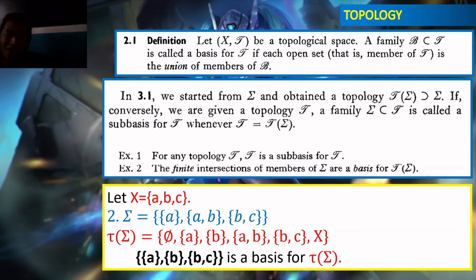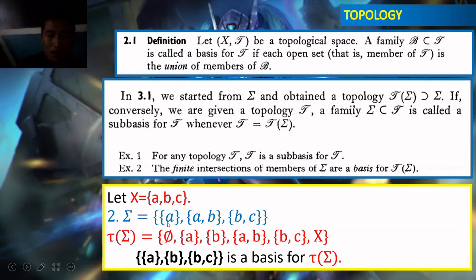So, let's look at this class. Okay. Let's say we have X, A, B, C, and then this sigma: the set containing A, the set containing A, B, and the set containing B, C. These generate tau sigma. The finite intersections of the members of sigma are a basis for tau sigma.